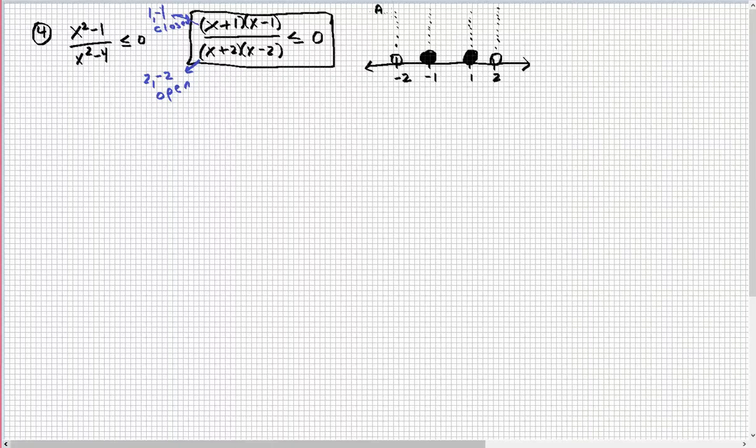And this is going to create multiple regions which you will have to test. So we have region A, B, C, D, and E. And the numbers that we're going to pick are, to the left, -3, in between, -1.5, in between -1 and 1, 0, between 1 and 2, 1.5, greater than 2, 3. All right, start getting ready. You have to test all your regions.